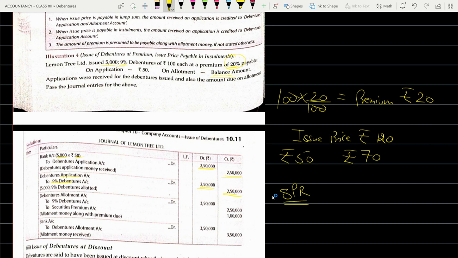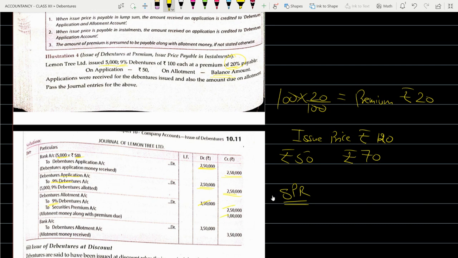So it is debenture allotment account debit, because it's a due entry on allotment to 9% debentures. That's a percentage of debenture. And then securities premium account. So 3 lakh 50,000 rupees, and then the split up of 2 lakh 50 and 1 lakh you are mentioning here.